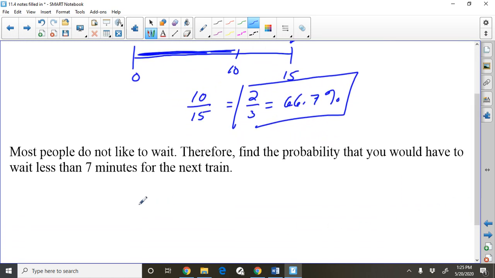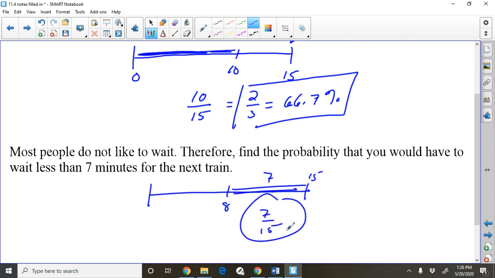Most people don't like to wait, therefore find the probability that you would wait less than 7 minutes. Well, here's 0 to 15 again. If I want to wait less than 7, I have to arrive after the 8-minute mark. So that is 7 out of the total 15 minutes. You would have to round if you change that to a percentage or a decimal.